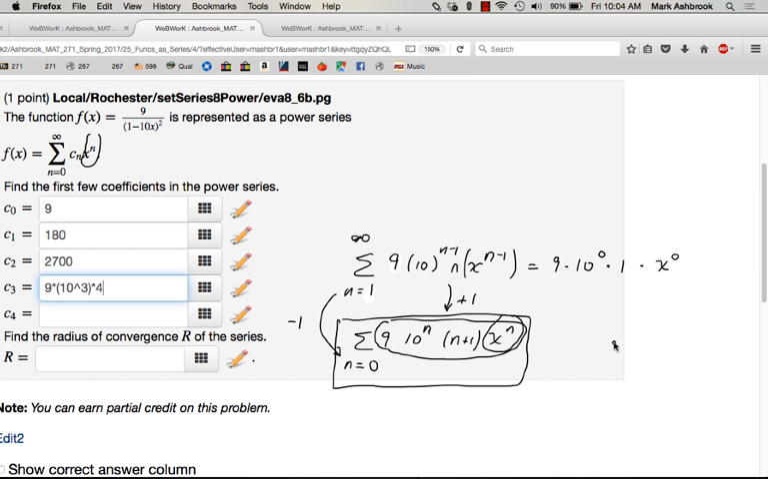Okay, so C3 is now when n equals 3. That's just easier to handle. So with n equals 3, we're going to get 9 times 10 cubed times 4. See that? So now we have the same thing we did there. And now when n equals 4, 9 times 10 to the 4th times n plus 1, or 5.